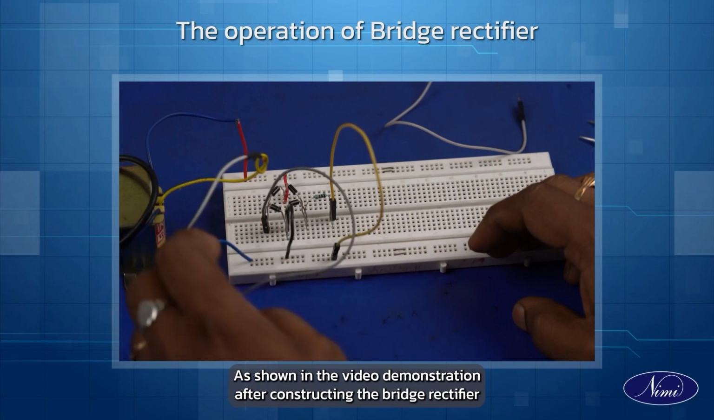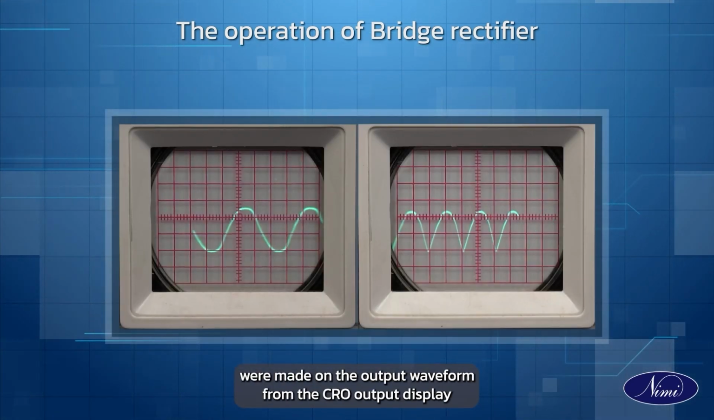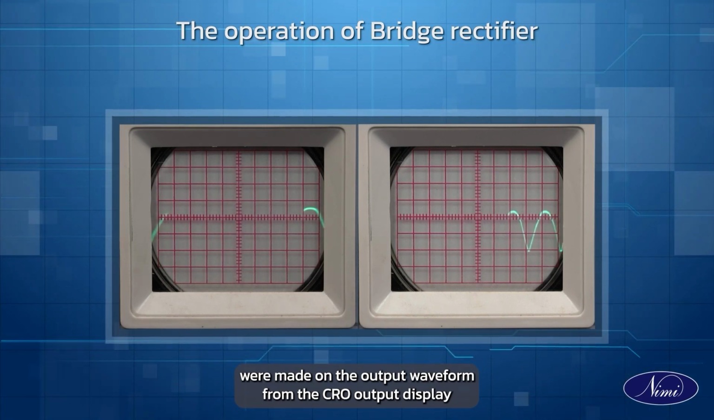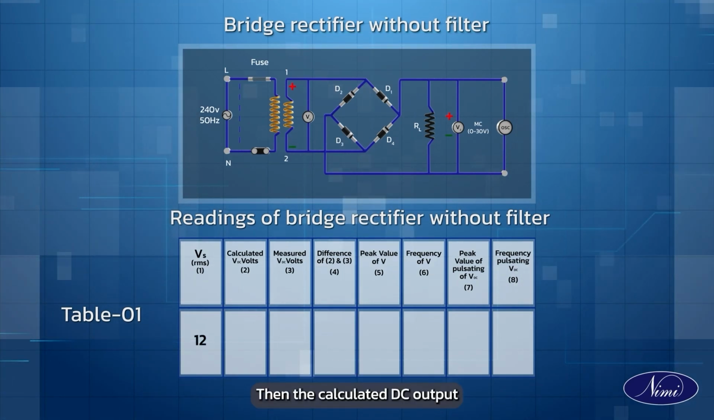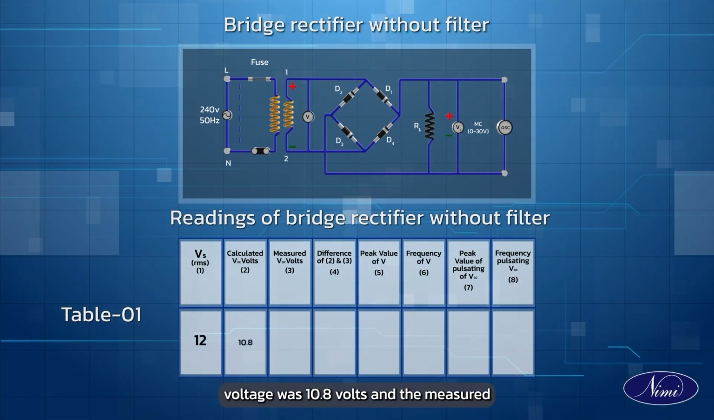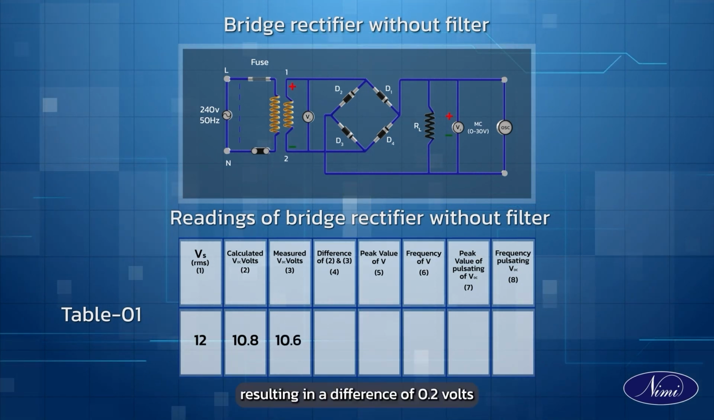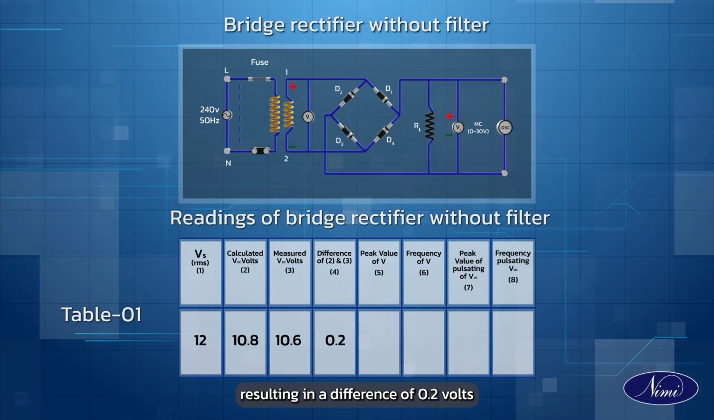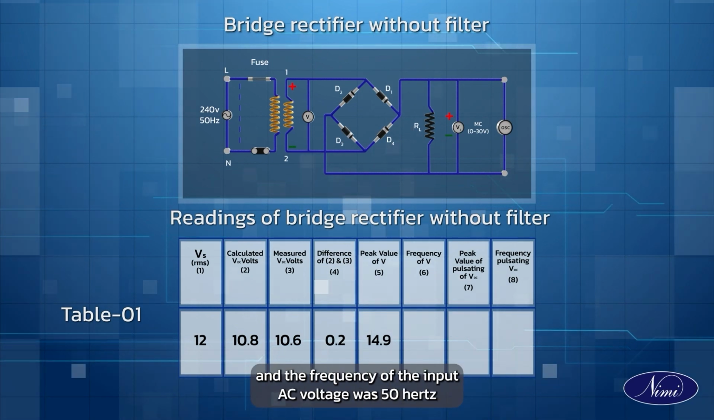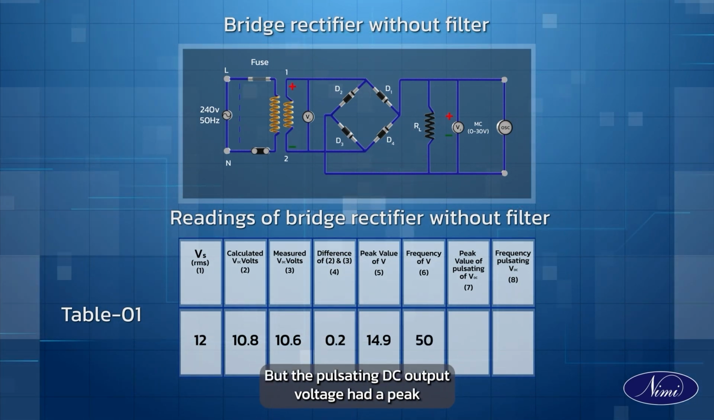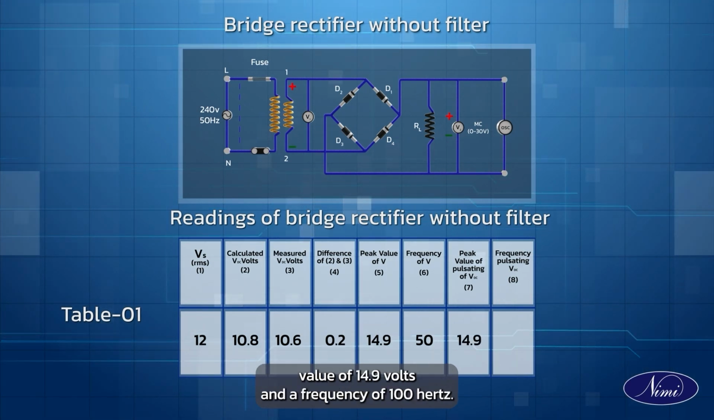After constructing the bridge rectifier without a filter and applying the input supply, the following observations were made on the output waveform from the CRO output display. The RMS value of the input AC voltage was 12 volts. Then, the calculated DC output voltage was 10.8 volts and the measured DC output voltage was 10.6 volts, resulting in a difference of 0.2 volts. The peak value of the DC output voltage was 14.9 volts and the frequency of the input AC voltage was 50 Hz. The pulsating DC output voltage had a peak value of 14.9 volts and a frequency of 100 Hz.